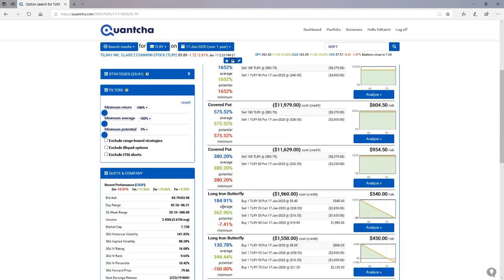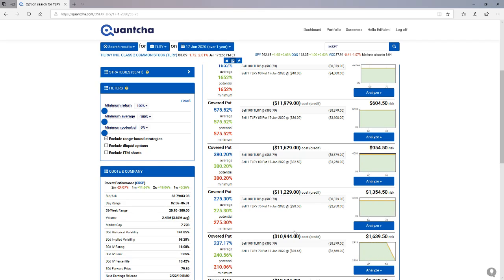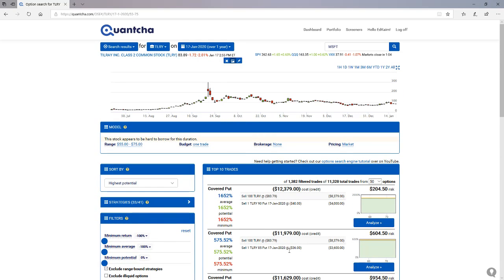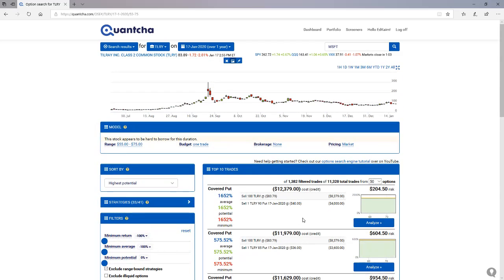And then the second thing we're going to do is uncheck to exclude our range bound strategies, just so we don't get butterflies and stuff in there. We don't want anything that'll profit up to a certain point and then start to lose us money if it keeps going in the direction. So we could see the best options here are covered puts, which is not too surprising. This is where we go short the stock and then we sell puts against it.